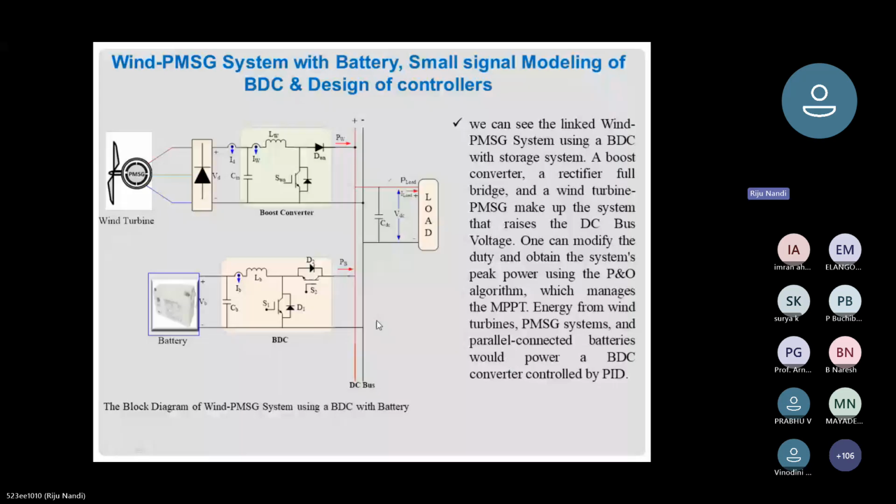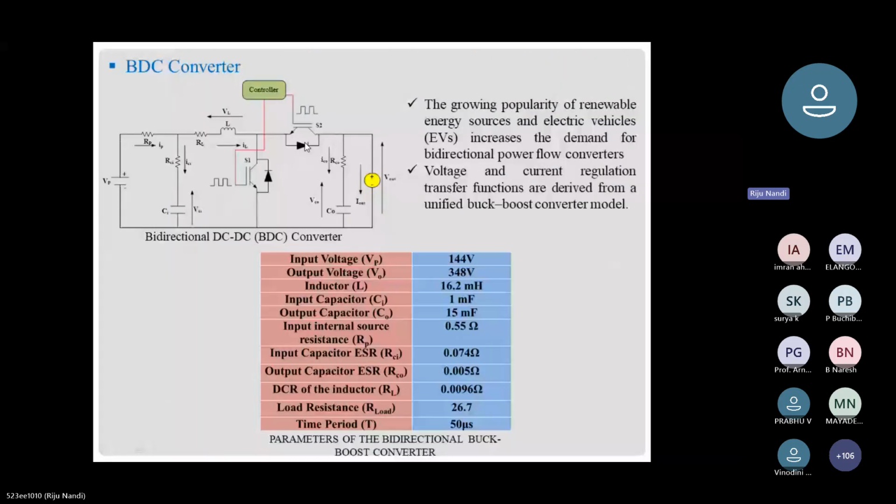For the bidirectional buck-boost converter, you can see this is the configuration. There is a parasitic resistance also, which is very low. The growing popularity of renewable energy sources and electric vehicles increases the demand for bidirectional power flow converters. For buck and boost operation, voltage and current regulation transfer functions are derived from a unified buck-boost converter model. You have to use the voltage transfer function and current transfer function for the controlling, so you have to derive that transfer function.